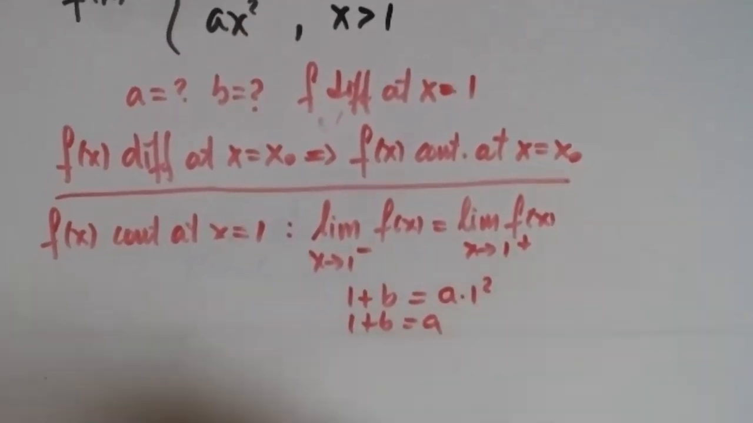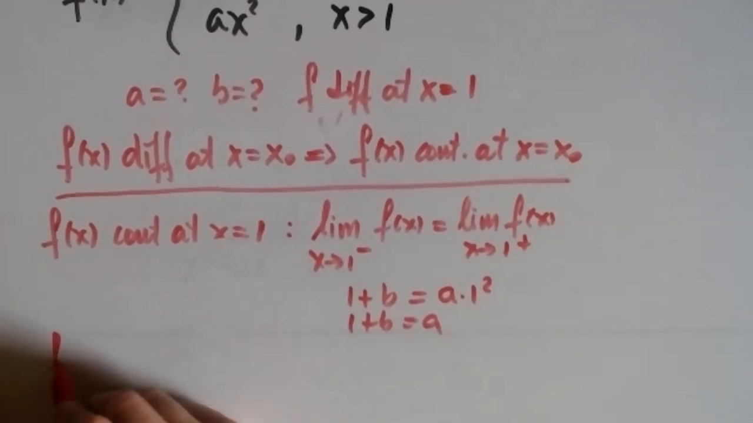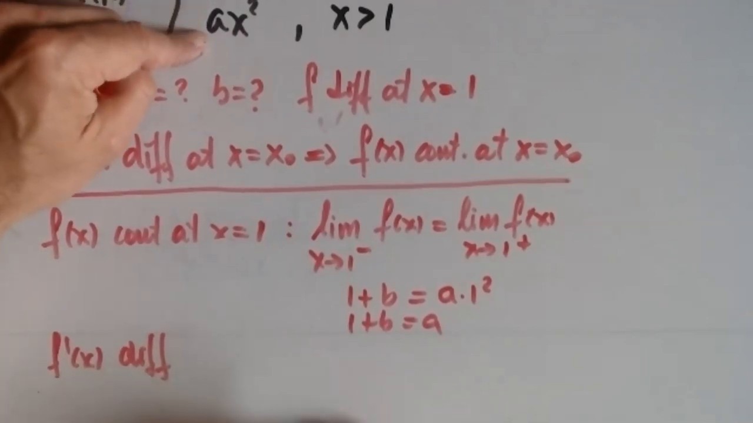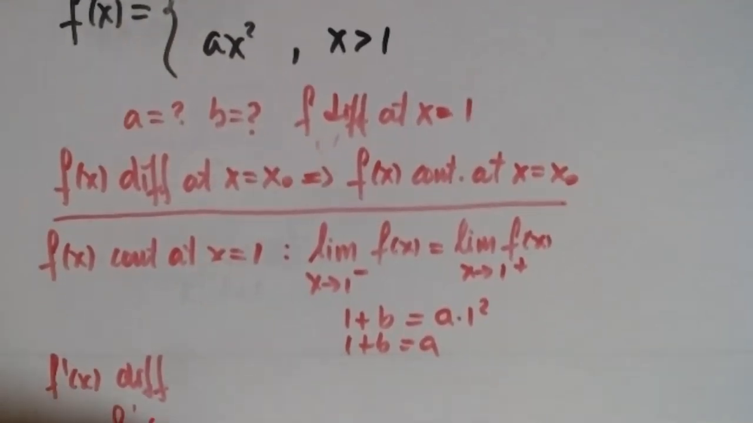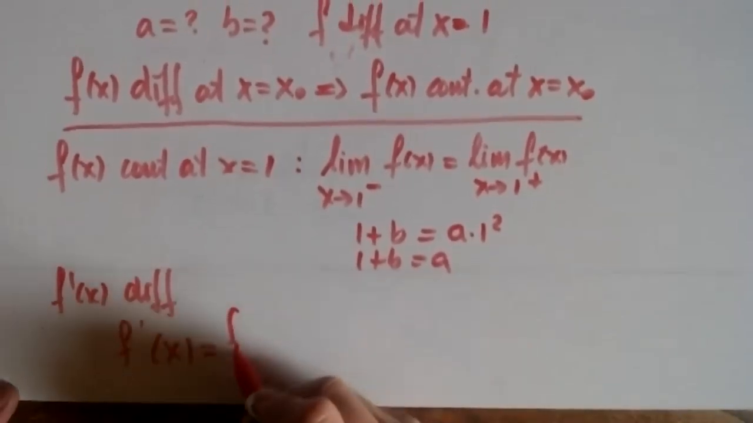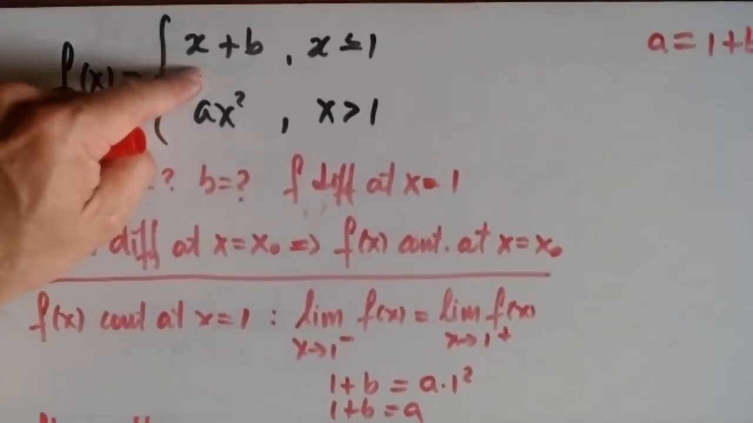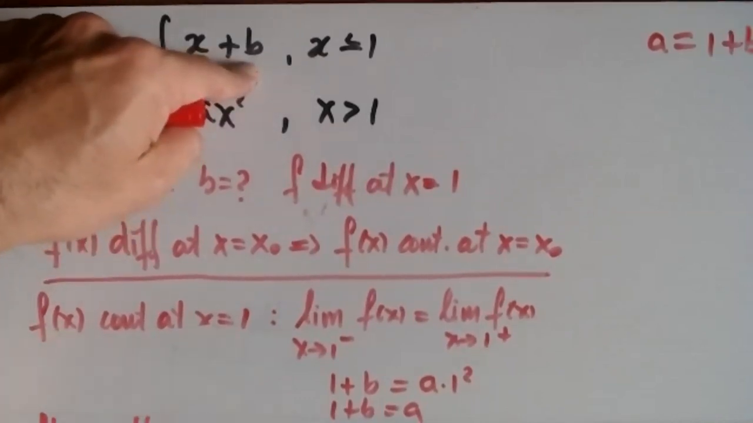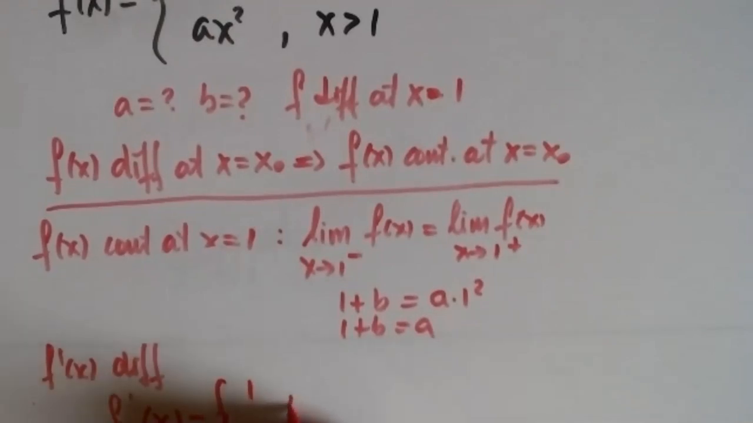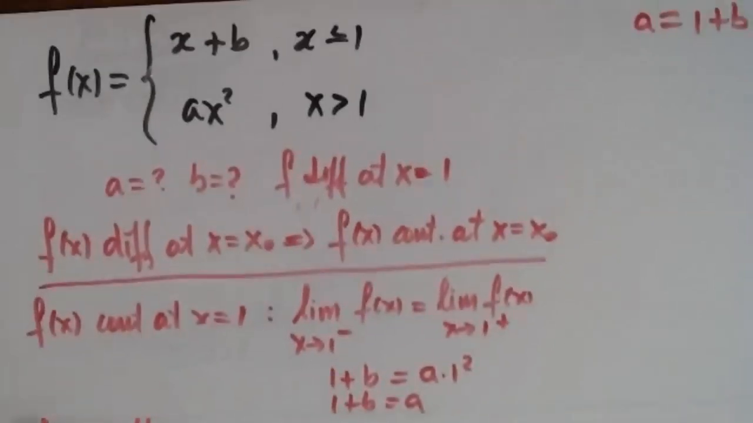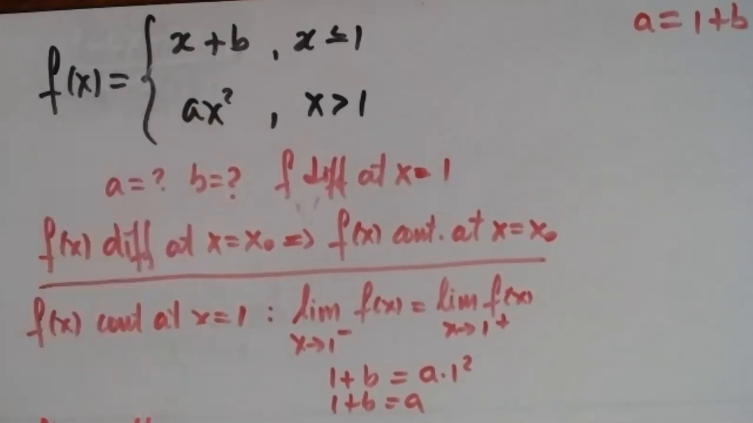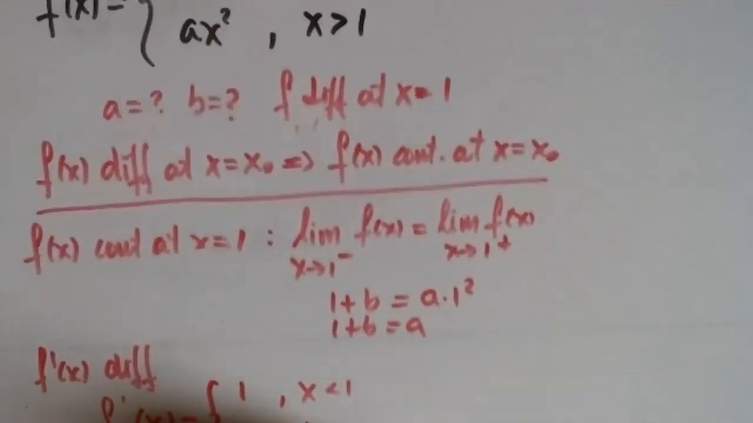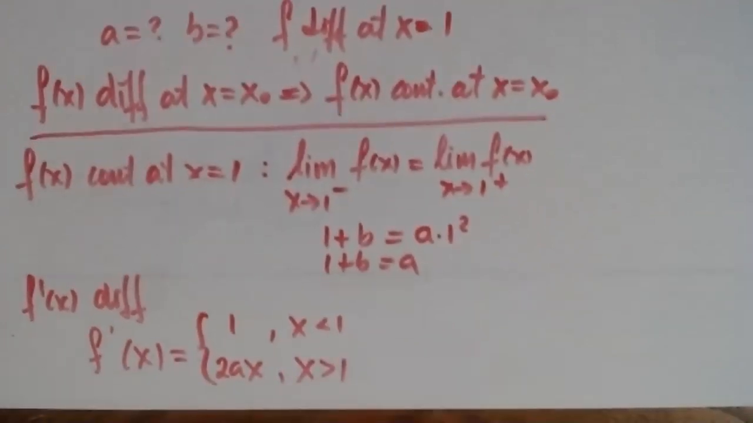What does it mean to be differentiable? Differentiable means that if you take the derivative of this and you put the number, you get exactly the same value. So I have to find f prime of x. What is the derivative of the first one? The derivative of x is 1, the derivative of b is 0 because it's a constant. So you have 1 when x is less than 1. Now, what is the derivative of ax squared? Because a is a constant, the derivative of x squared is 2x, so this is 2ax when x is greater than 1. So this is the derivative of the function, correct?